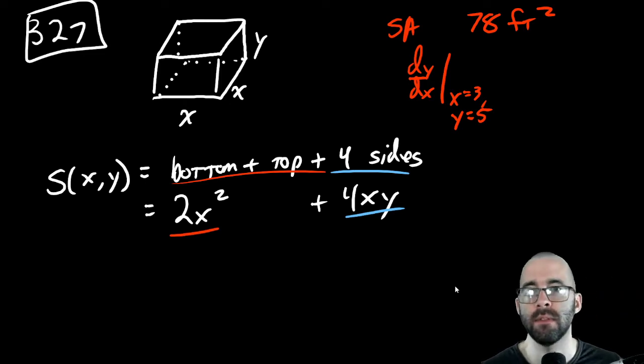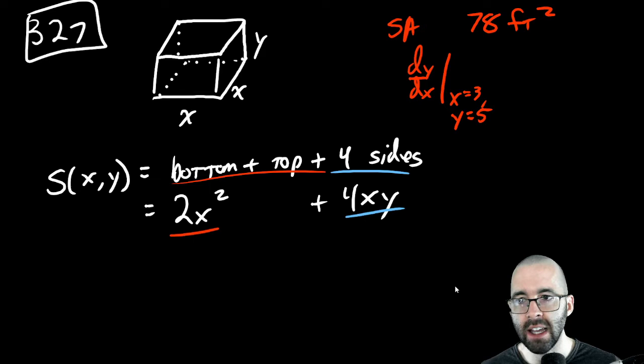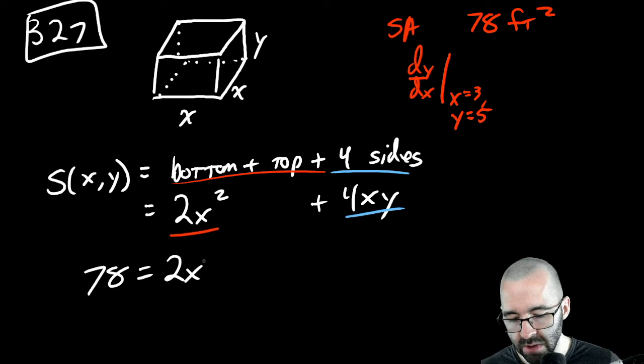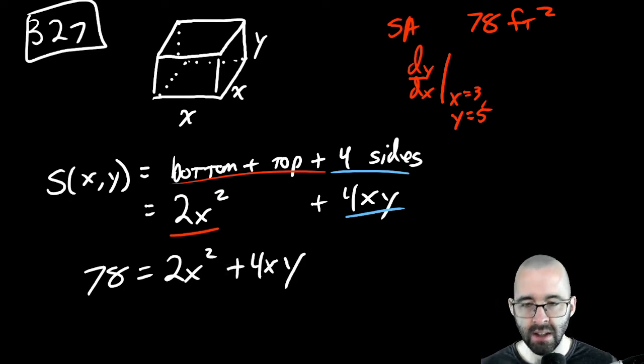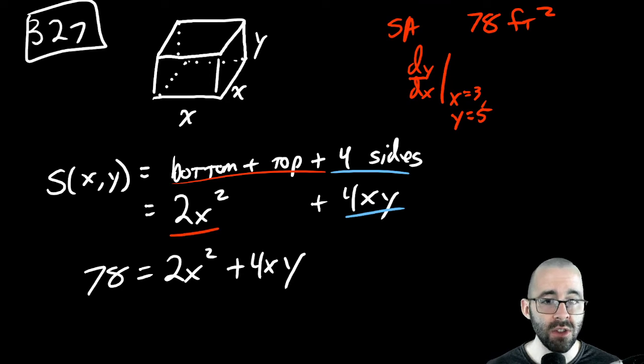Well, if this surface area is 78, that surface area is 78. 78 equals 2x squared plus 4xy. In other words, this relation has all of the boxes with a surface area of 78 square feet with a square base. There's infinitely many boxes with this amount of surface area. And we want to know what's the rate of change of y with respect to x at this specific box. So specifically, (3, 5) should be on this graph.